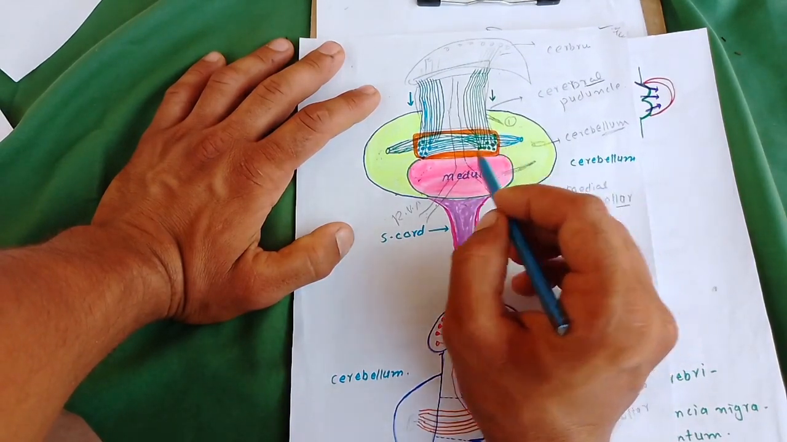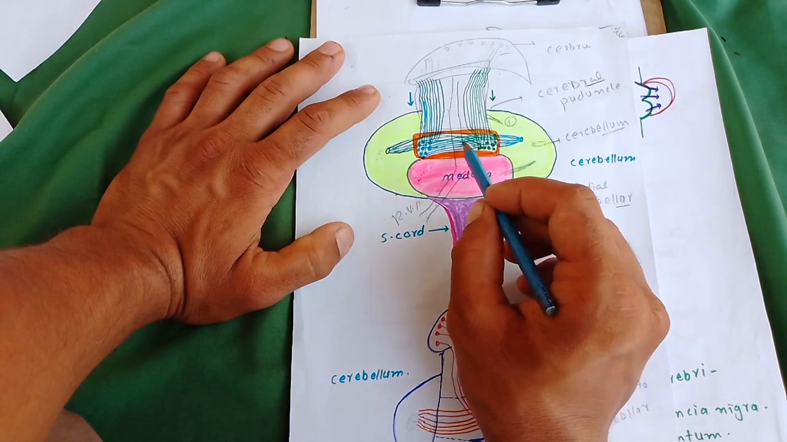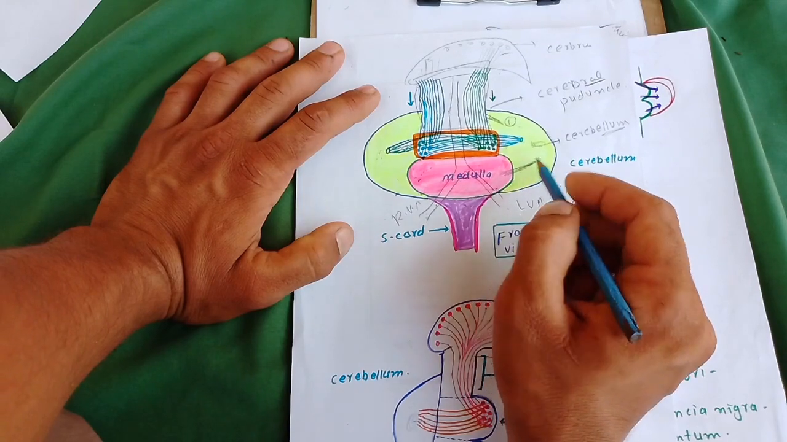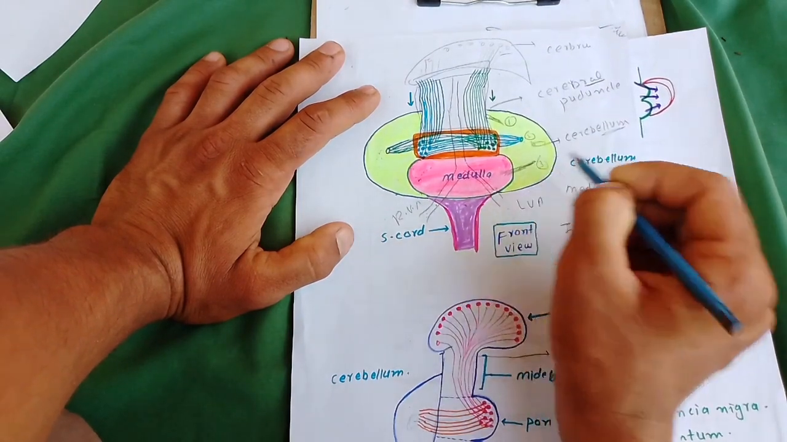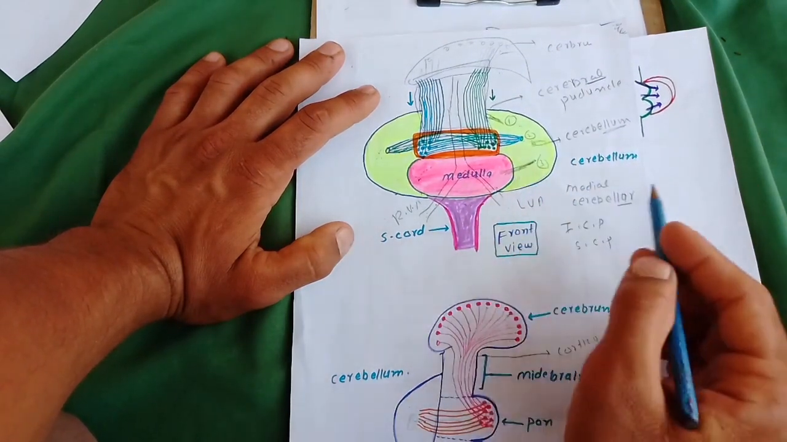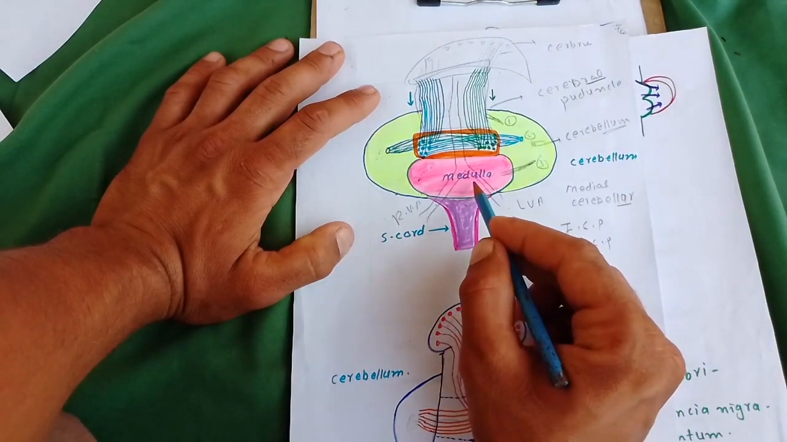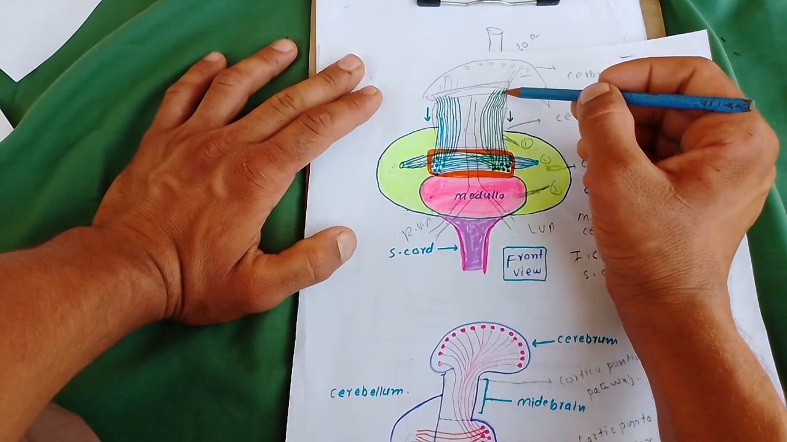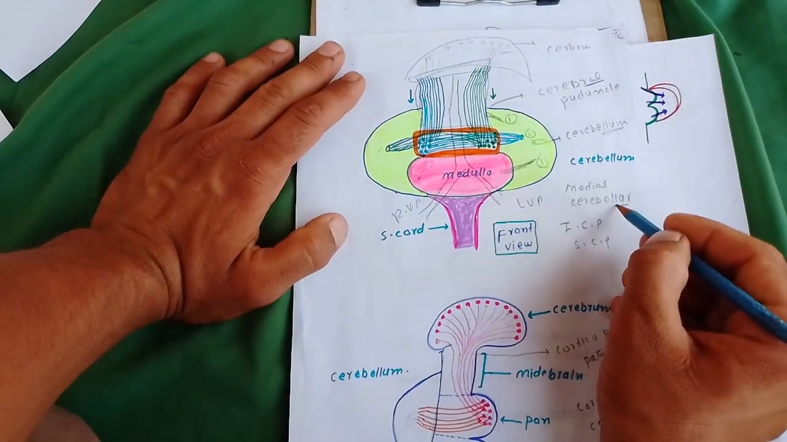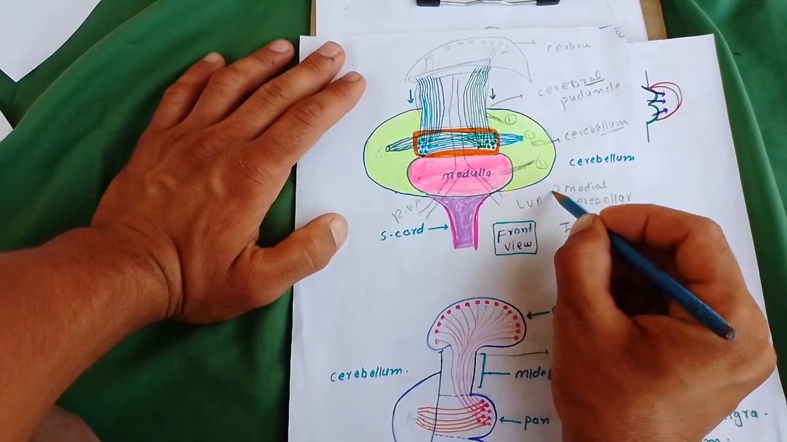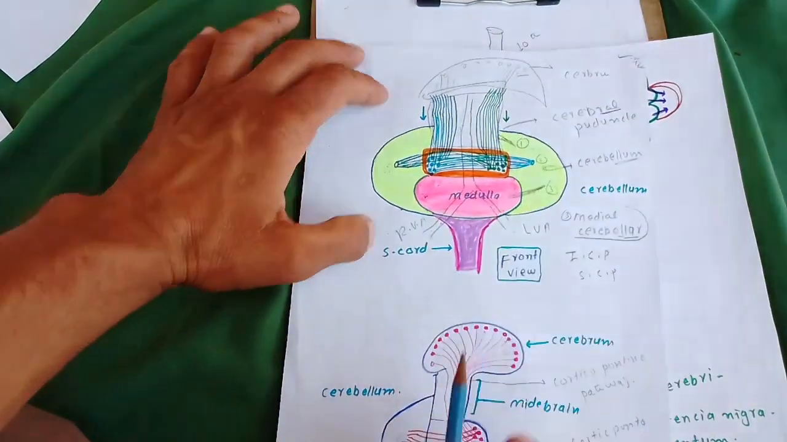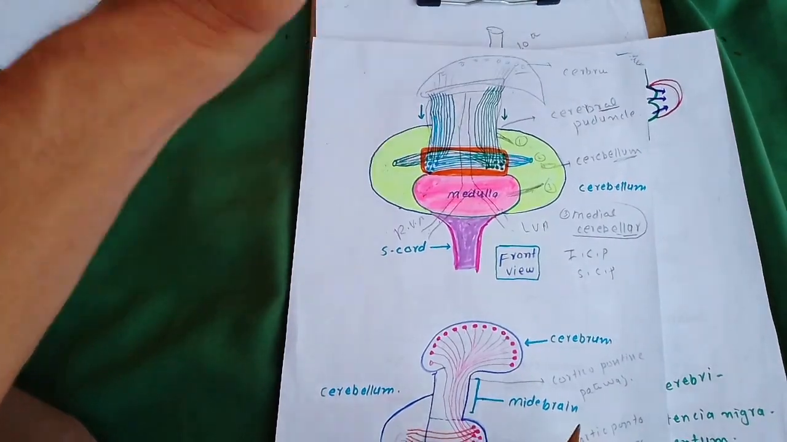The middle one is called the middle cerebellar peduncle because it connects the pons with the cerebellum. The third is the inferior cerebellar peduncle, which connects the medulla with the cerebellum. There are three cerebellar peduncles in number. This is the cerebral peduncle, which connects the brain stem with the cerebrum.